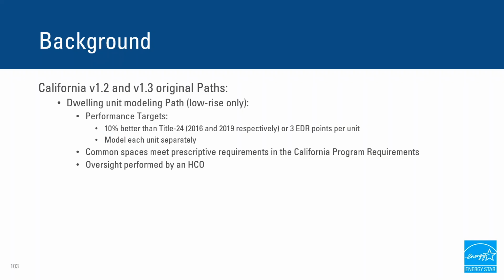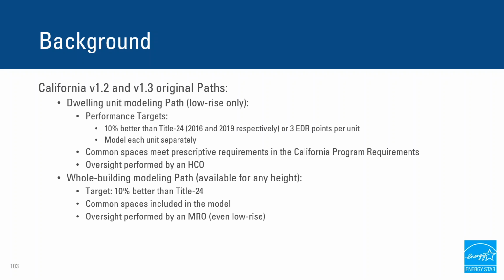California version 1.2 and 1.3 originally had a dwelling unit modeling path for low rise, which would be 10% better than Title 24 or 3DR points per unit. So you model each unit separately. Common spaces would meet these prescriptive requirements in the California program requirements, and you go through an HCO. Then you also had an option to do the whole building modeling that would be 10% better than Title 24 on a building level, but oversight would be performed by an MRO.